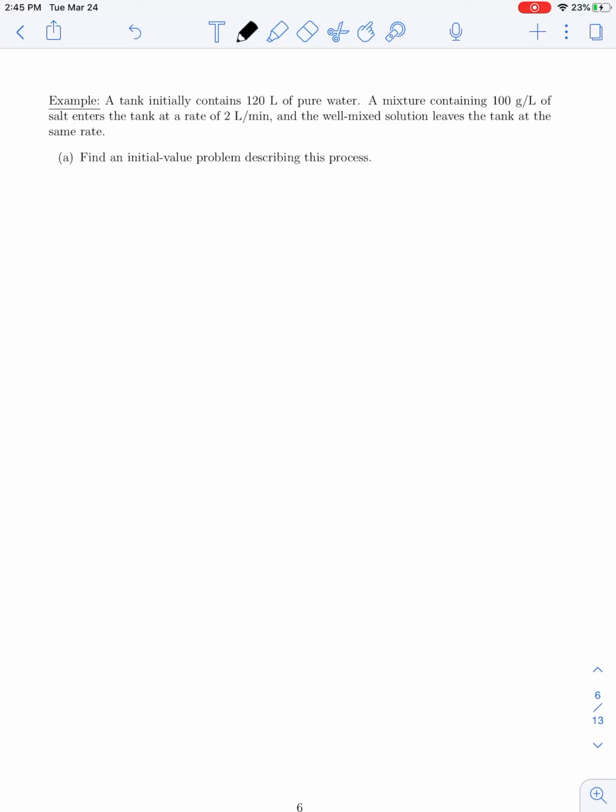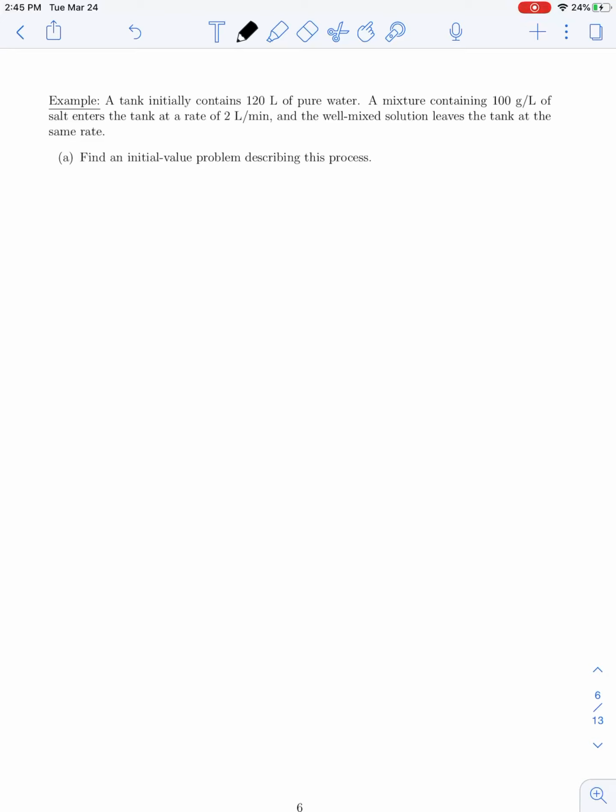So this first type of problem that we're going to consider is what's called a tank problem, or sometimes called a mixing problem. And here's our setup. We have some tank, which is containing initially 120 liters of pure water, and we have a mixture containing 100 grams per liter of salt, which is entering the tank at a rate of 2 liters per minute, and then the well-mixed solution inside of this tank is leaving at the same rate at which we're pouring this solution into it.